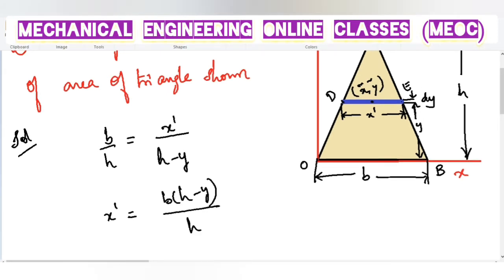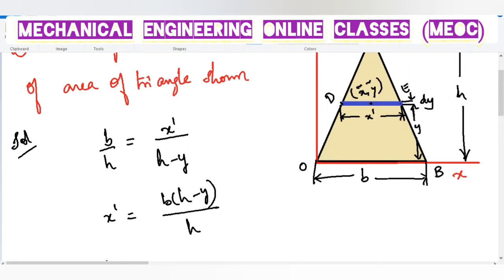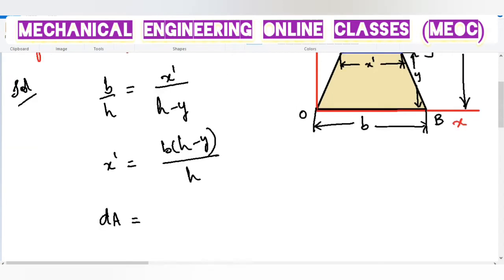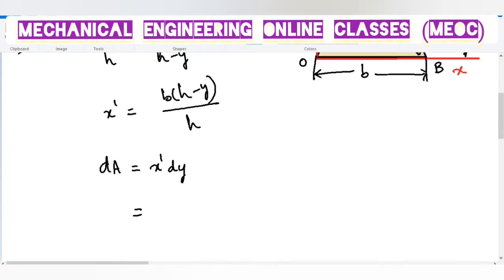Now let us find the differential area. Because we have to find the centroid of an area, the differential element chosen is also a differential area element. So let us find dA. dA will be nothing but the area of that rectangle chosen, the blue strip, whose length is x dash and width is dy. So dA is nothing but x dash dy. x dash is just found in terms of y, so we shall substitute it here. So we have dA in terms of a single variable, that is y.